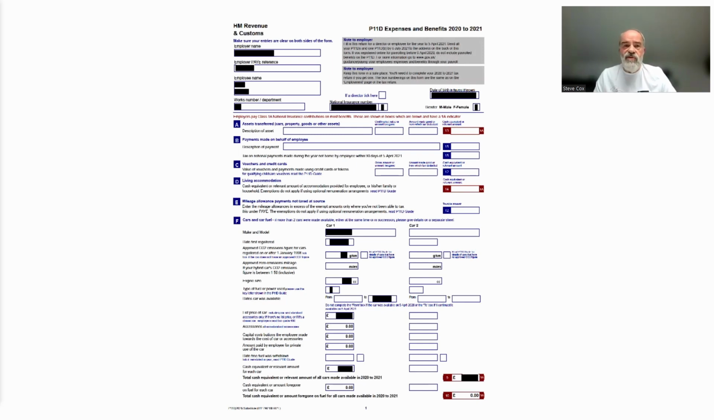So you can report benefits in a number of ways. The way in which they're recorded and submitted will determine what you pay. It's very important that we ultimately understand what's being provided, how it's being provided.